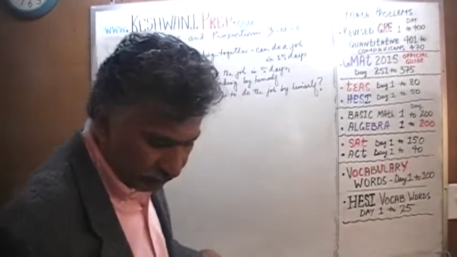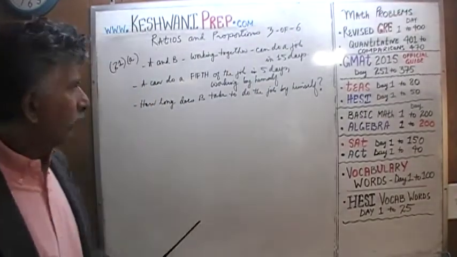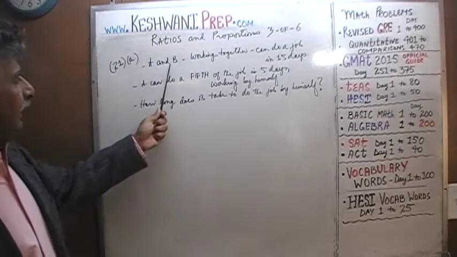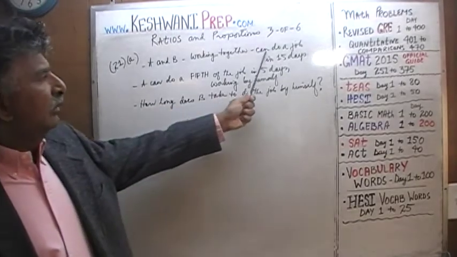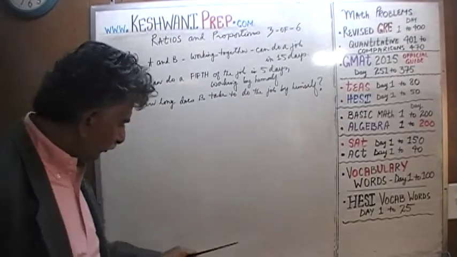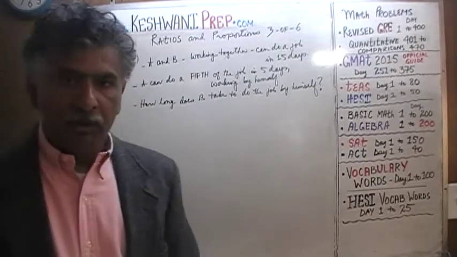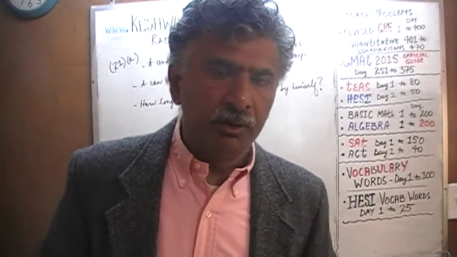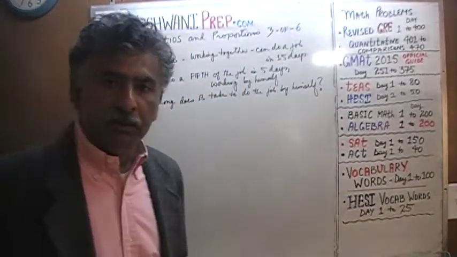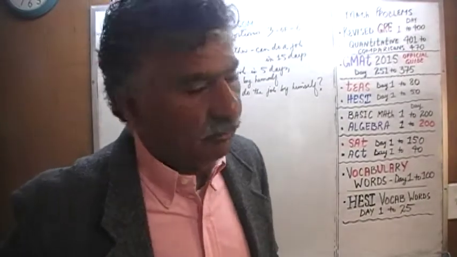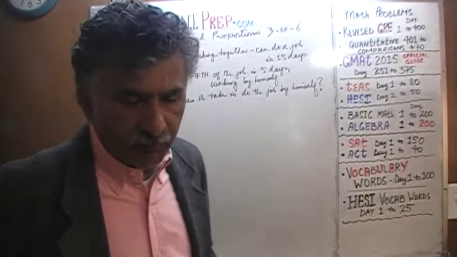The first problem, as you can see, is already on the blackboard. Let's take a look at it. It says A and B working together can do a job in 15 days. And of course, you understand that in a real exam, they're going to be a little bit more elaborate. They're going to make sure they cover all the bases. This is how it's going to say in the exam.